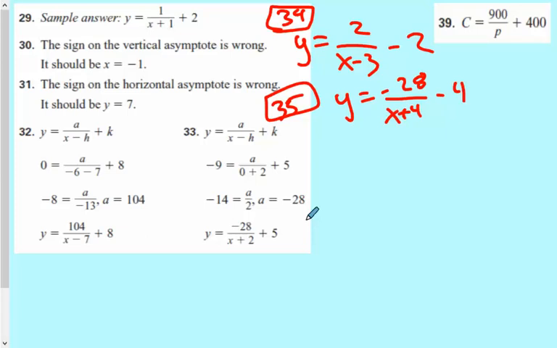Hello and welcome to section 12.3 day 1. We're going to be working with dividing polynomials today. Here are the answers to day 3 of 12.2.